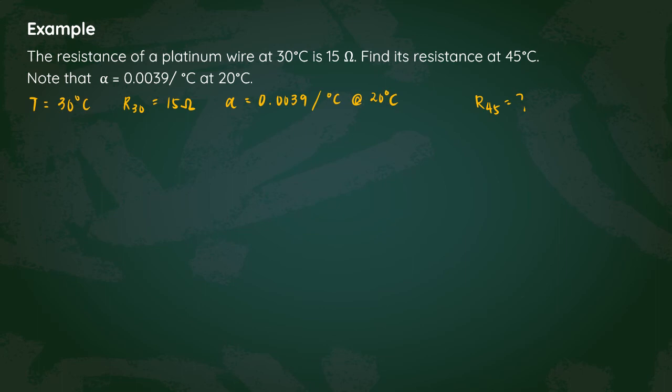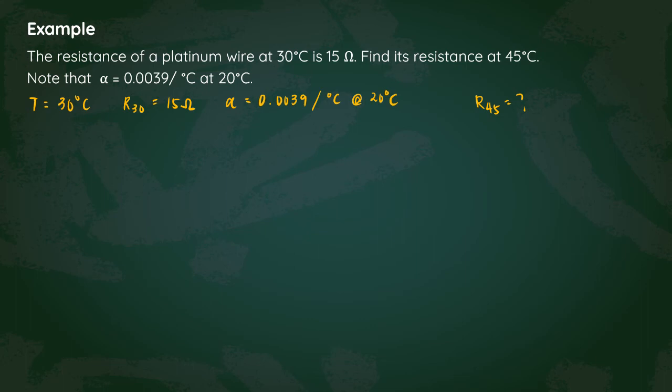So since alpha is given at 20 degrees, the reference temperature is 20. So we need to solve for the resistance at 20 degrees, or R20. First we need to solve for the resistance at 20 degrees because that is our reference temperature. Our temperature coefficient is at 20 degrees.